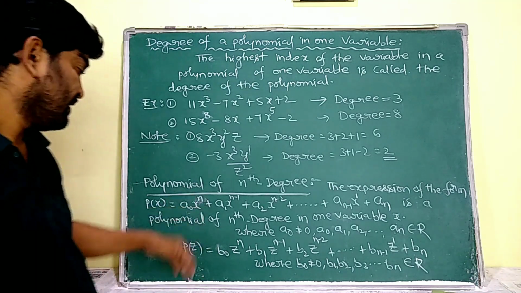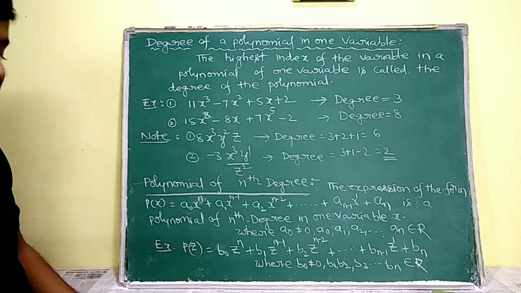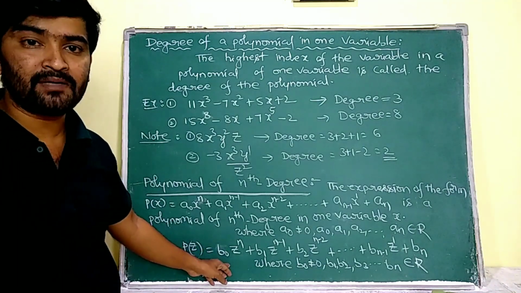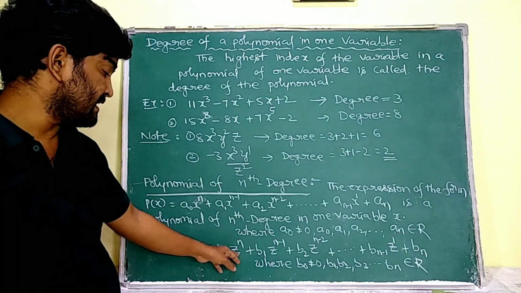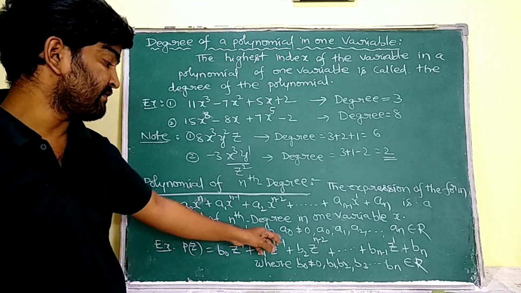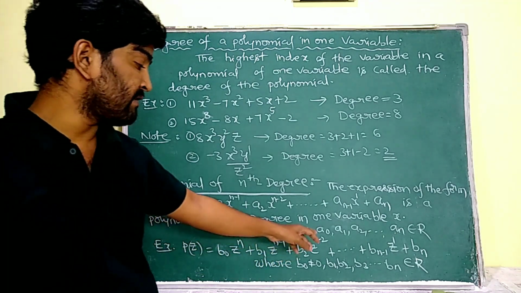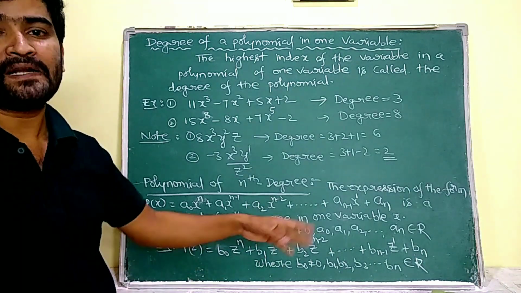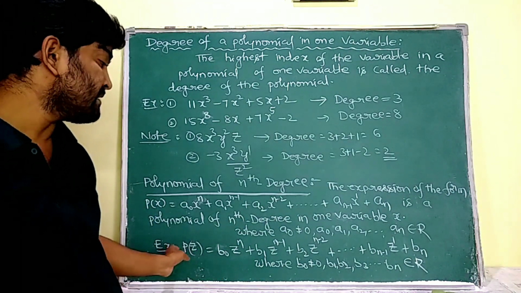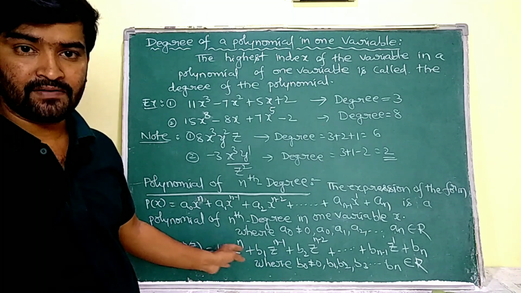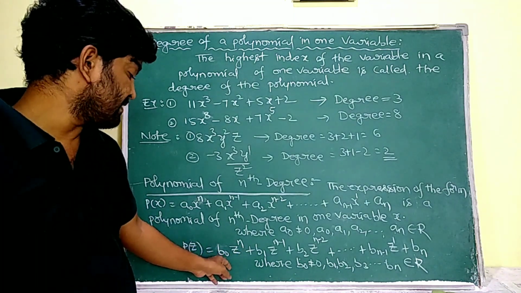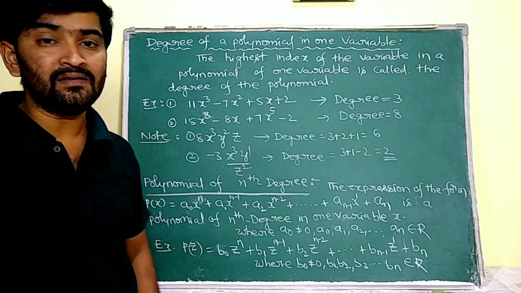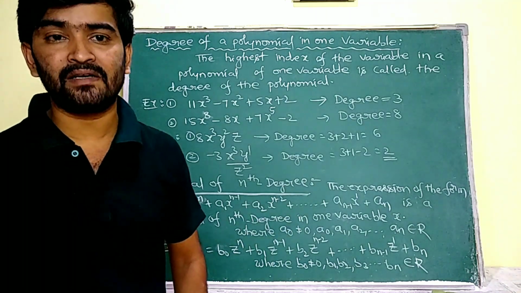For that, if you want to write another example, see p of z. It is a polynomial with a variable z. So b0 z power of n, b1 z power of n minus 1, b2 z power of n minus 2, and so on, b(n minus 1) z power of 1 plus bn. So it is a polynomial with a variable z. Here b0 is not equal to 0 and b1, b2, and so on up to bn are the real coefficients, that is, real numbers.